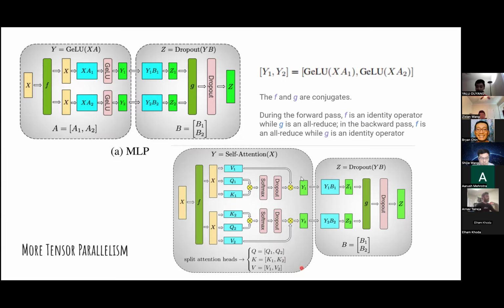Now, using that, we could also split the transformer block accordingly. So we could give it different key, value, and queries here, and the feed-forward neural network. The feed-forward network is the same as what you get with MLP.